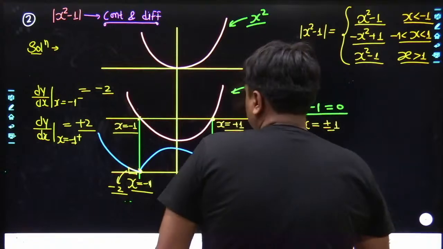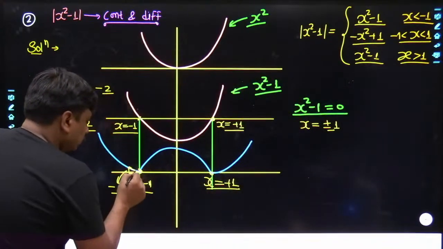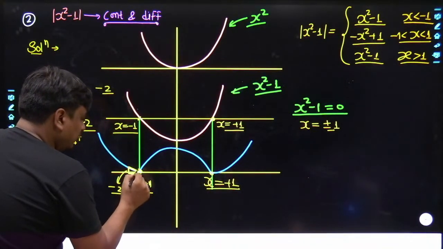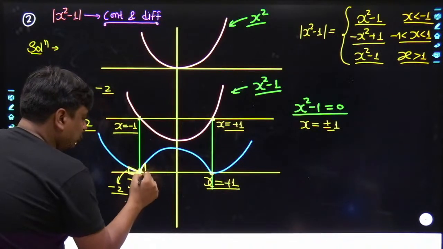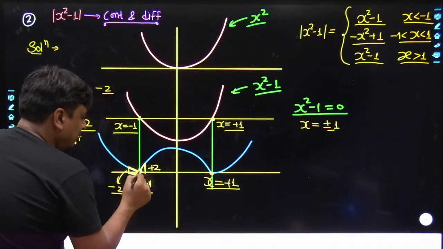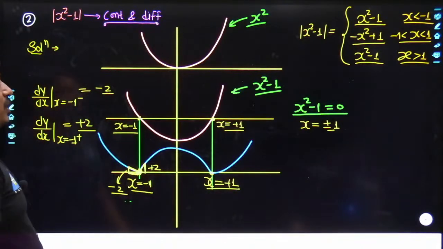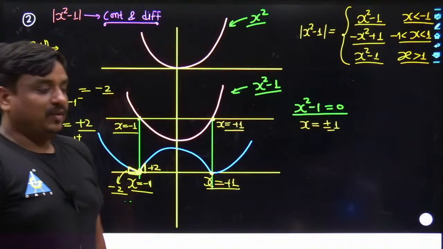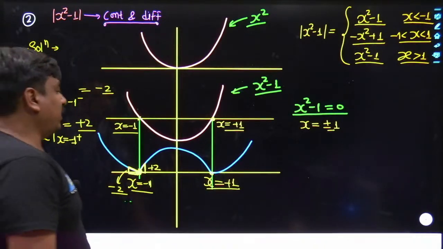So one thing is quite sure: if you are discussing the slope at this point, the slope is minus 2, and the slope at this point is plus 2. That means there is a sudden change in slope around x equals minus 1. Obviously the function won't be differentiable. The same case goes over here.